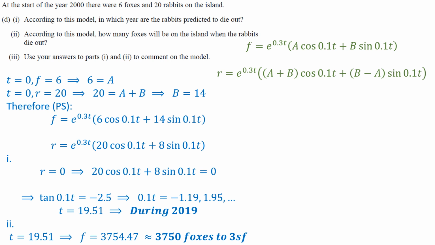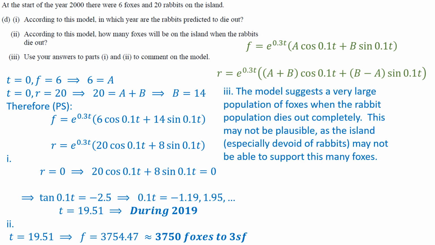I don't know a huge amount about foxes, but I do know that they don't live in massive herds or packs. So 3,750 foxes probably is a little large for a small island. If the foxes depend largely on rabbits as their food supply, then it seems a little strange that the rabbits would have been driven to the brink of starvation, and yet there still be thousands and thousands of foxes on the island. So I think what we're looking for here is something along the lines of, this is a very large population of foxes at the point when all the rabbits have died out, and this doesn't seem particularly plausible.